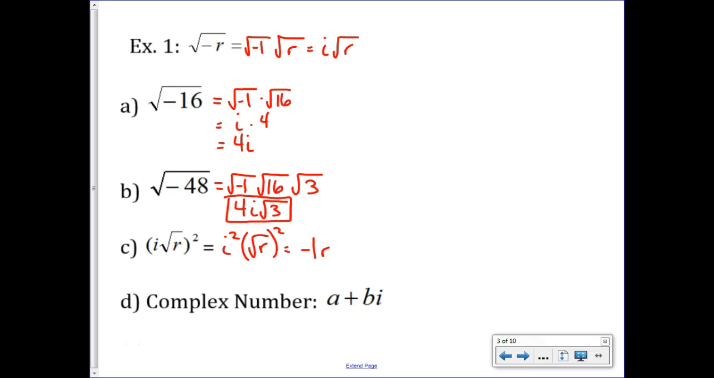When we're talking about this complex number, so that was the title of our lesson today, complex numbers, the a is the real part, and the b is the imaginary part.